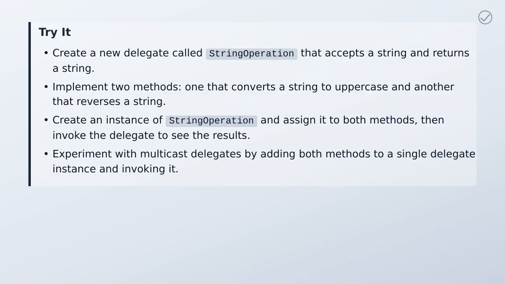Alright, your turn. Give this a try. First, create a new delegate called StringOperation that accepts a string and returns a string. Also, implement 2 methods. One that converts a string to uppercase and another that reverses a string. Also, create an instance of StringOperation and assign it to both methods. Then invoke the delegate to see the results. Finally, experiment with multicast delegates by adding both methods to a single delegate instance and invoking it.